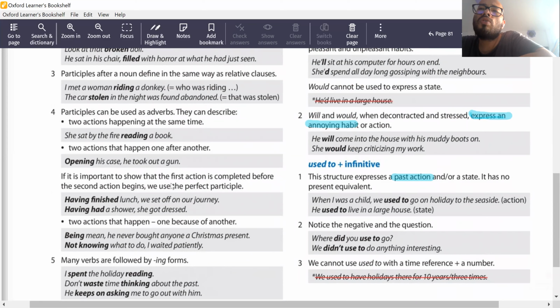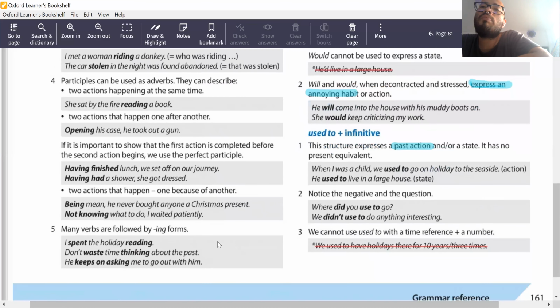If it's important to show that the first action is completed before the second action begins, we use the perfect participle. Having finished lunch, we set off on our journey. Having had a shower, she got dressed. Yeah. Two actions that happen, one because of another. Being mean, he never bought any Christmas present. Not knowing what to do, I waited patiently.